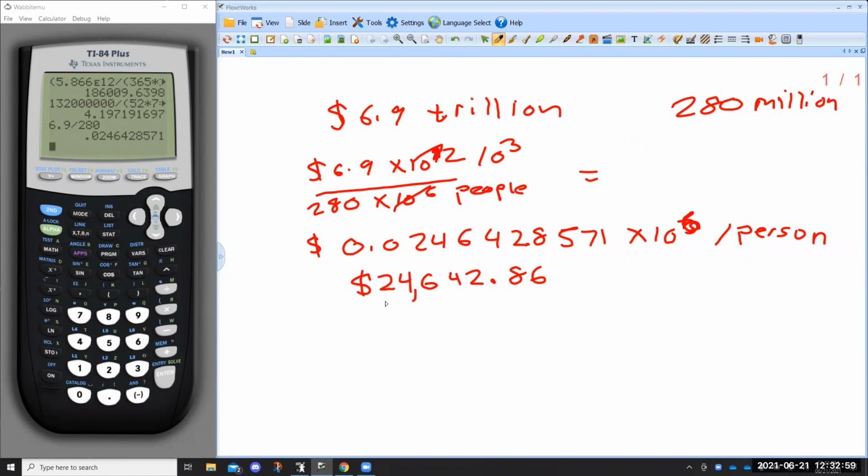But at that time, it was roughly $25,000 a person in debt. Back in 2003, it's way more now.